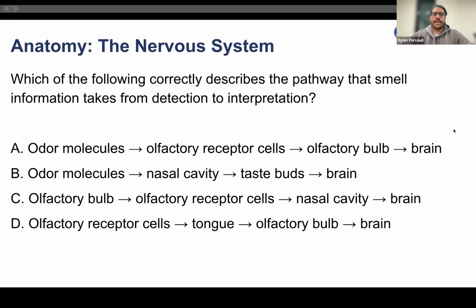Which of the following correctly describes the pathway that smell information takes from detection to interpretation?